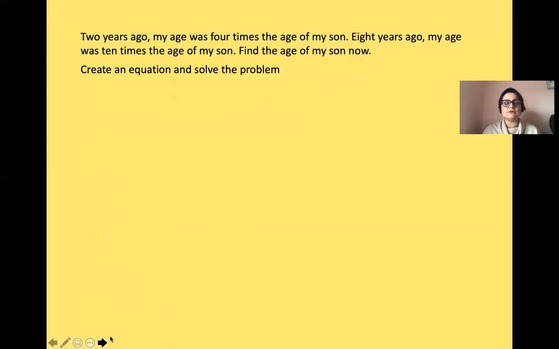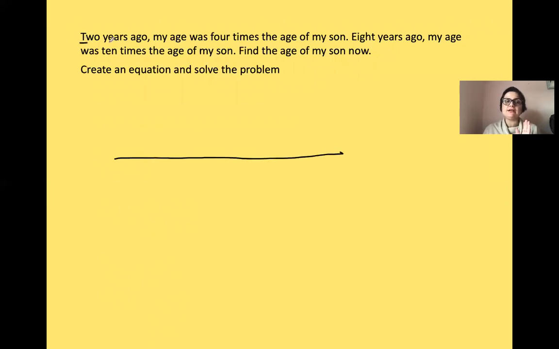Okay, next question. 2 years ago, my age was 4 times the age of my son. 8 years ago, my age was 10 times the age of my son. Find the age of my son now. When you work with ages of people, the best thing to do is to draw a number line to show the timeline. It just helps. Try not to do everything mentally.